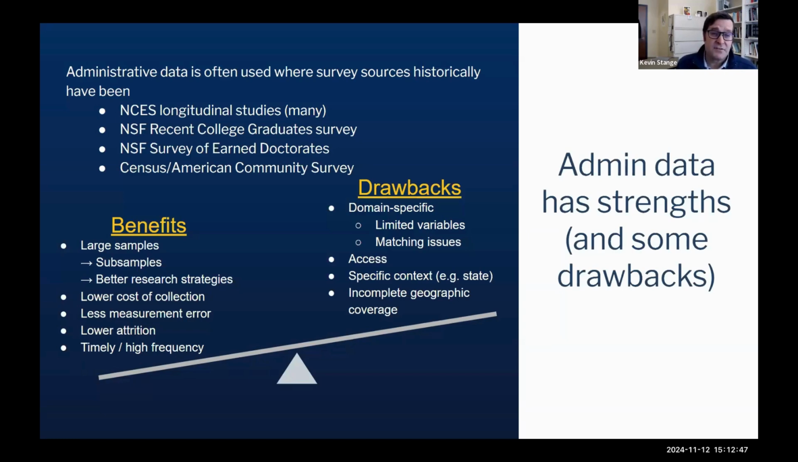There often are matching issues, like you sometimes want to merge one data set with another, and you have to worry about matching. Access is one issue. Historically, maybe you needed to know somebody in order to get access to administrative data. Centers like the center that we'll be talking about today, our goal is really to break down those access barriers. And then there's a couple other limitations, but in general, I think you've seen a big growth in the use of this kind of data in education research, in large part because I think the benefits here outweigh the drawbacks.